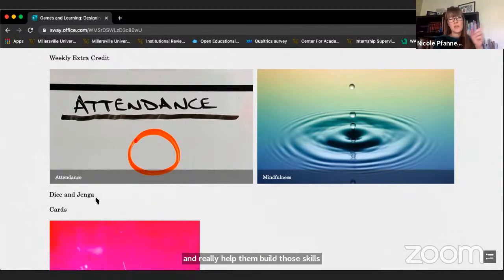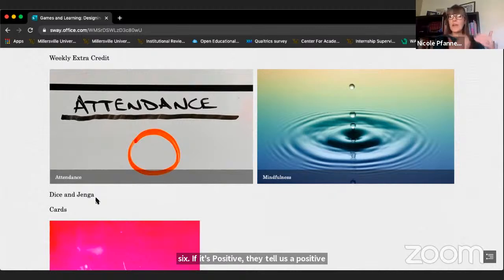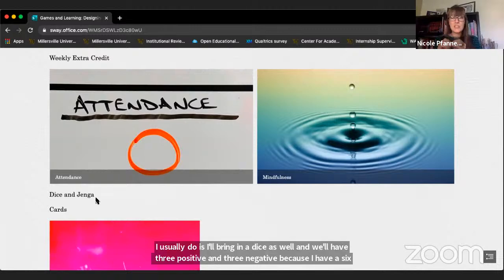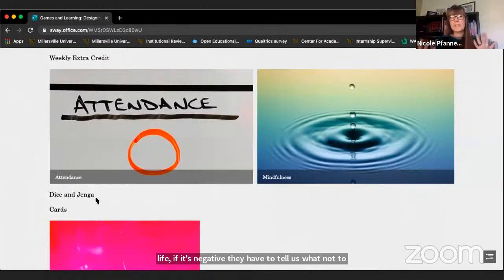And so what I usually do is I'll bring in a dice as well, and we'll have 3 positive and 3 negative because I have a 6-sided dice. Student groups will roll the dice and they'll get 1 through 6. If it's positive, they tell us a positive way that looks in their particular life. If it's negative, they have to tell us what not to do, how to avoid it, how to subvert it. And then they have to go pull a Jenga block, just like you would normally play Jenga.